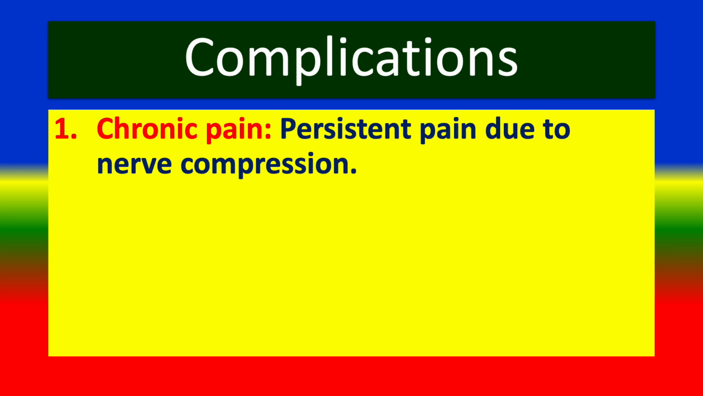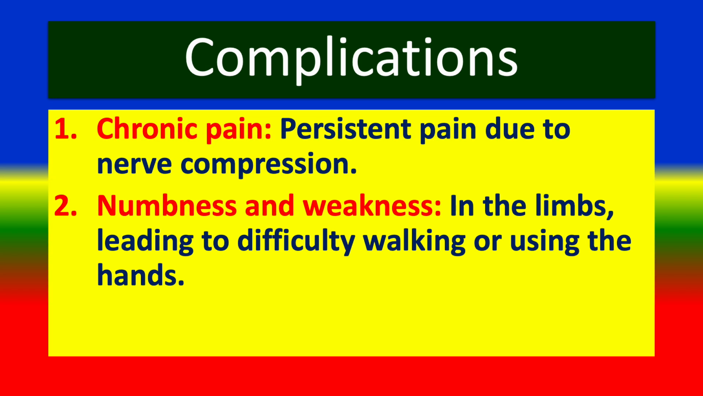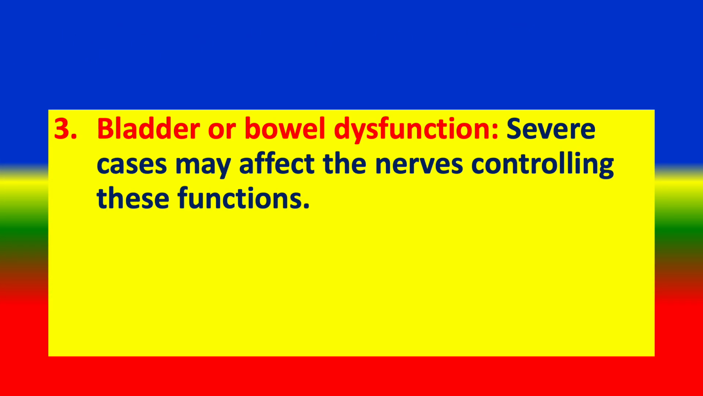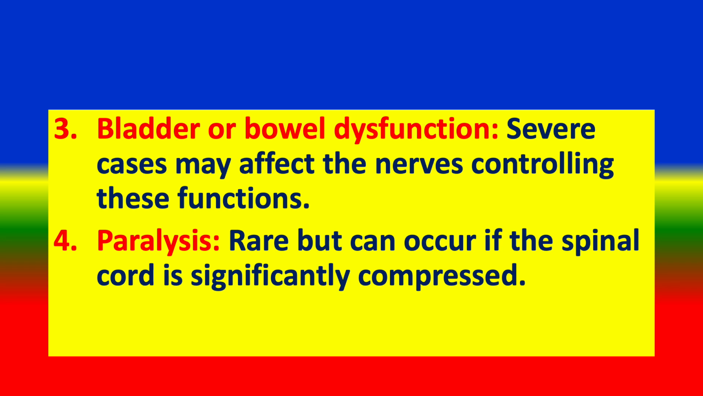Complications. 1. Chronic pain, persistent pain due to nerve compression. 2. Numbness and weakness in the limbs, leading to difficulty walking or using the hands. 3. Bladder or bowel dysfunction. Severe cases may affect the nerves controlling these functions. 4. Paralysis. Rare, but can occur if the spinal cord is significantly compressed.